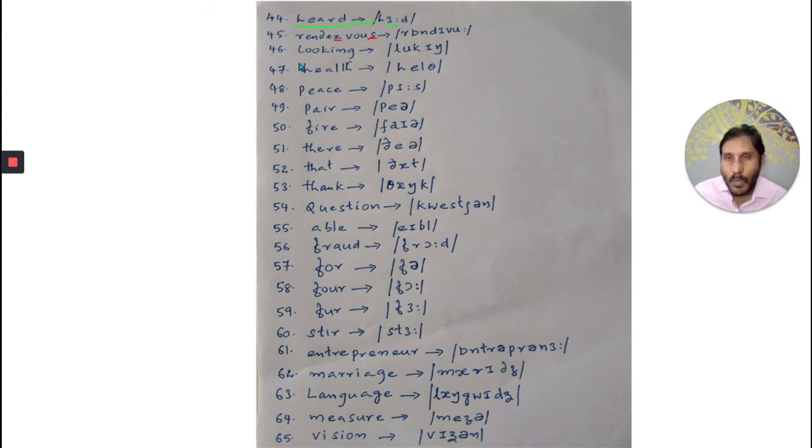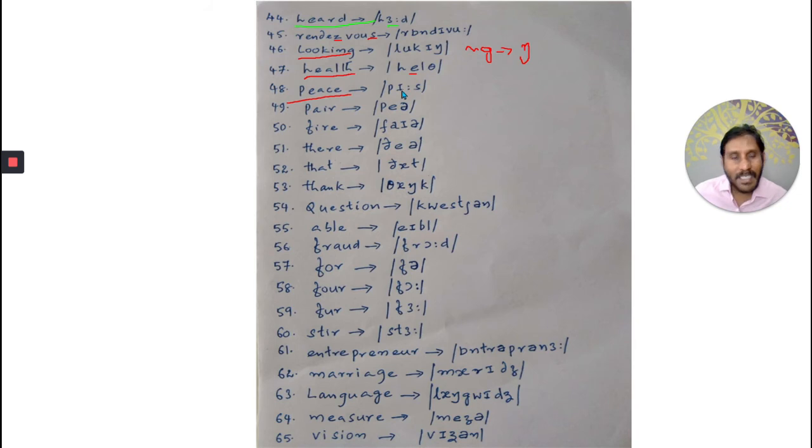Okay. Looking, L-O-O-K-I-N-G, looking. Whenever there is NG in the spelling, how do you write the symbol? N and pull downwards. Looking. Health. Though there is HEALTH, the transcription is very simple. H symbol, E symbol, then L and th. Health. Very simple, right?